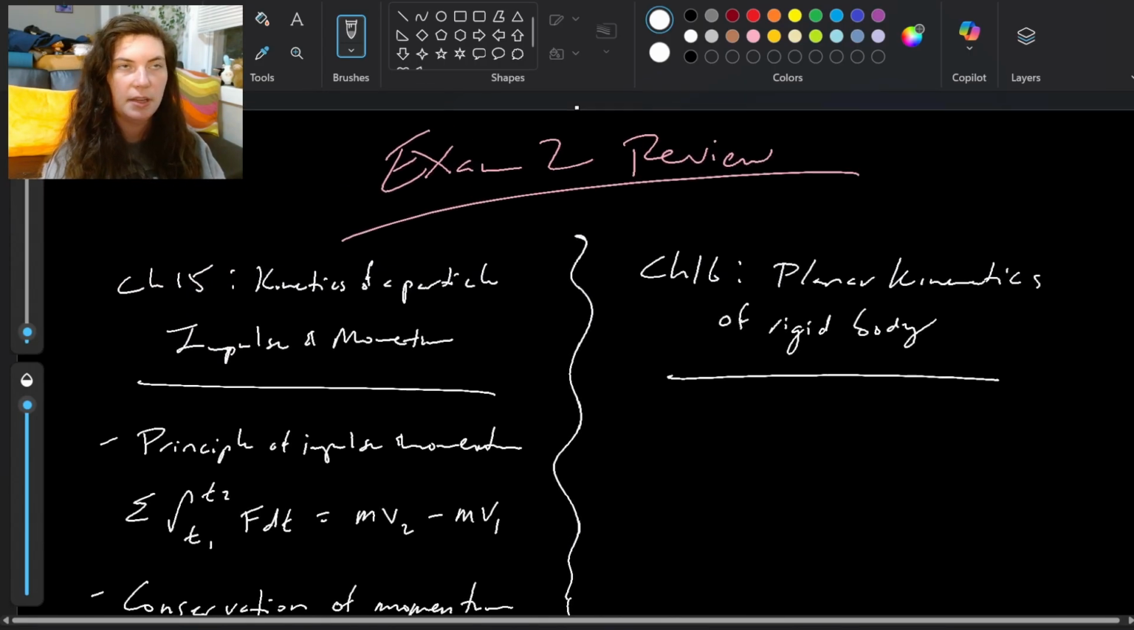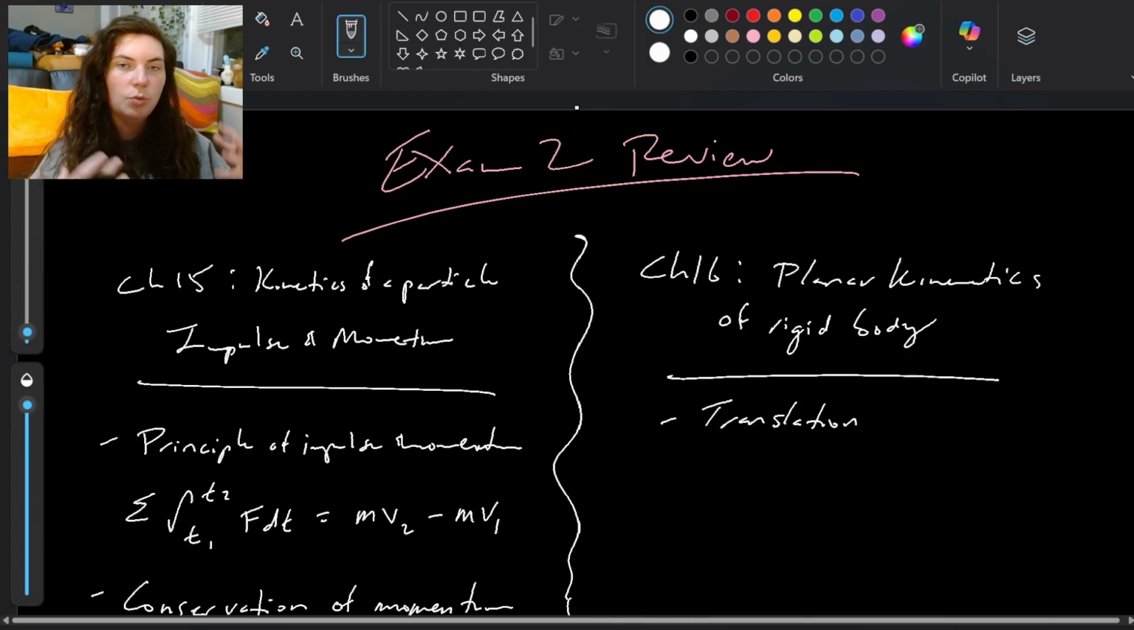And then the other big topic that we've been talking about a lot lately is the planar kinematics of a rigid body. With that, what we've seen is basically the three modes of motion for planar kinematics. The first one is translation, which is where the body just moves. It either moves rectilinearly or curvilinearly, but it doesn't rotate. Everything stays in line with respect to itself, like a car on a Ferris wheel. A car on a Ferris wheel moves in a circle, but it always stays upright.